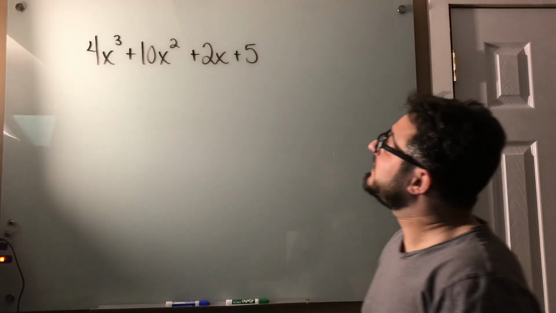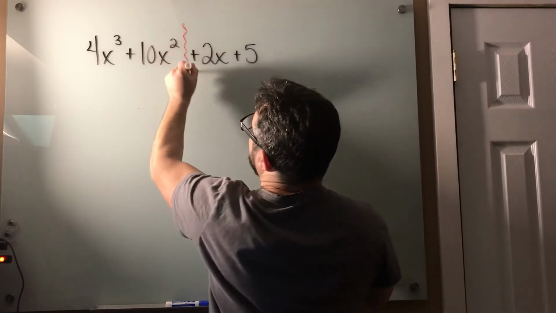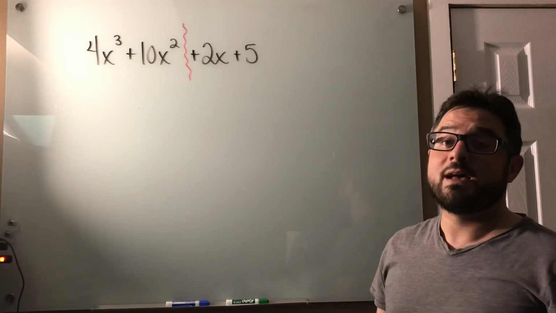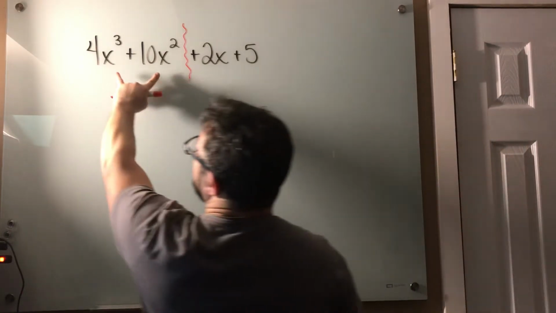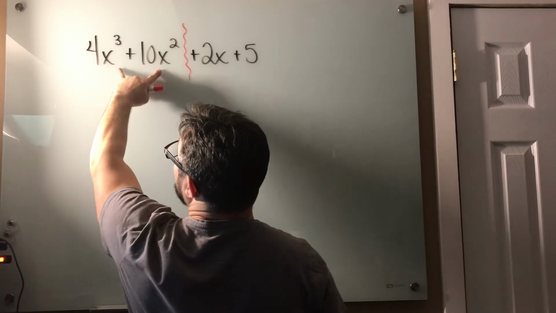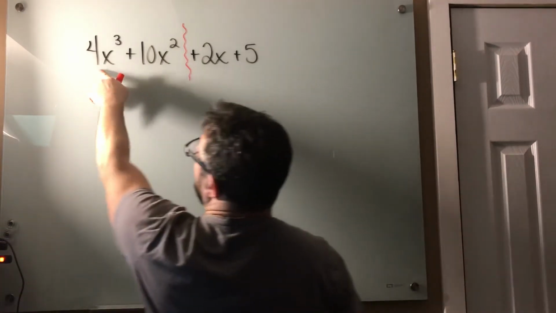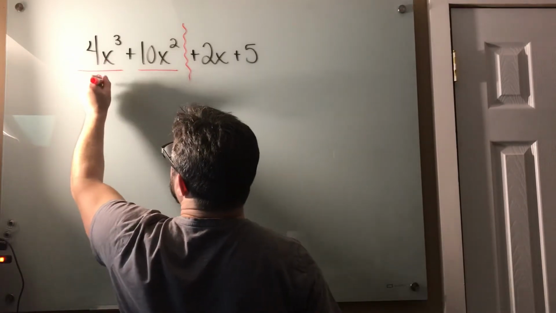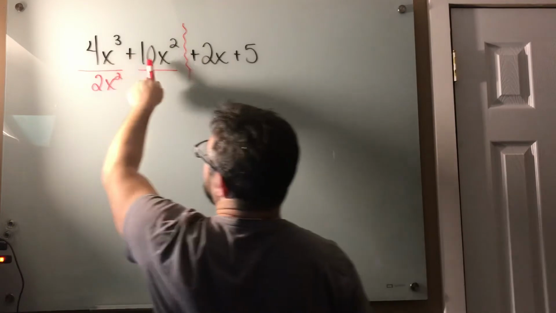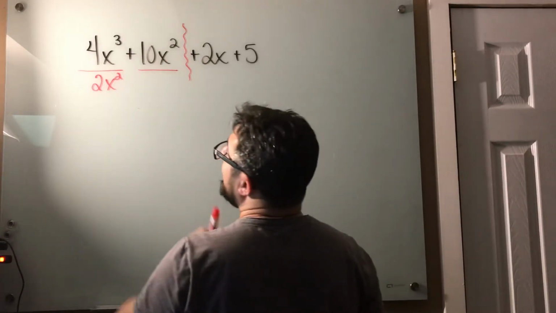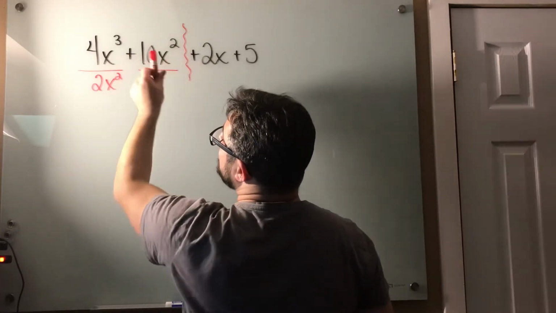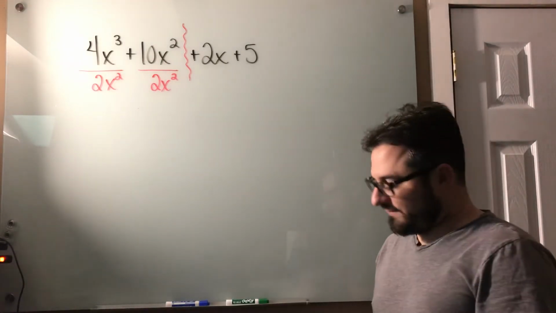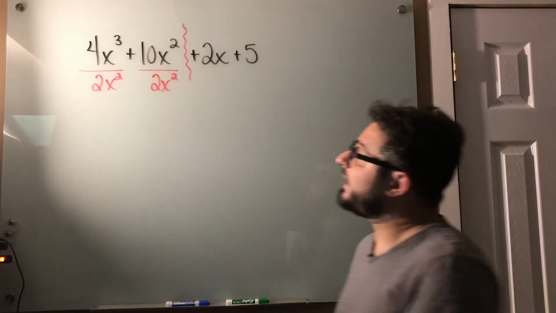But if we separate it here and look only at the first two terms, those two terms have something in common. If nothing else, because of the degrees of the terms, they have to have x's in common. They do happen to also have a common factor in the coefficient. In this case, both the 4 and the 10 can be divided by 2, and both terms have at least 2 x's. So we can take out a factor of 2 and 2 factors of x.